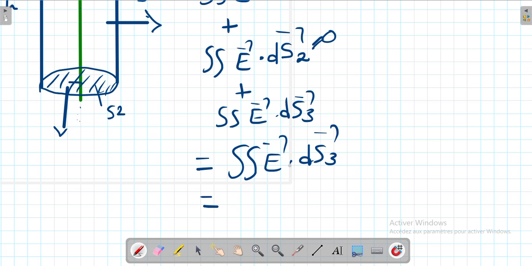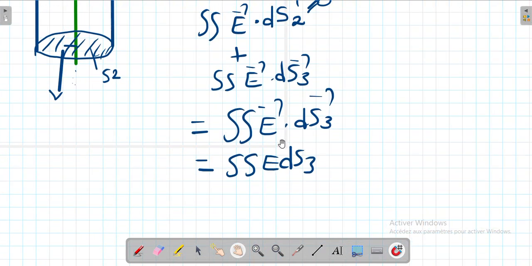So then, if they are in the same direction, the scalar product gives us a scalar. So now we just multiply E ds3. You forget about the vectors. That's how we do it. You just multiply this by this. So this side has now been converted to a scalar. Then you can take E outside the integral. So we are going to have ds3.